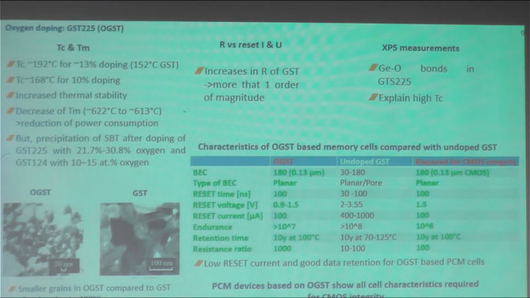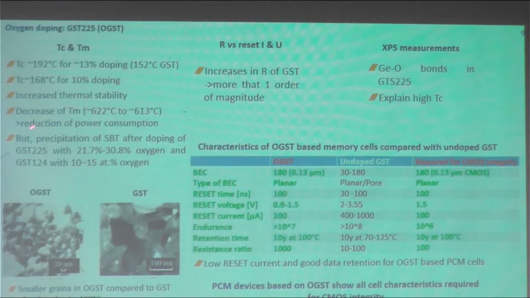Now to the oxygen doping. Oxygen doping also increases the transition temperature, the crystallization temperature of amorphous GST. If you introduce like 13% of doping, we can increase it to 192. But if it's less, it's on the average of pure GST, a little bit higher. It also increases overall thermal stability. It decreases a little bit the melting temperature, which will affect the power consumption.